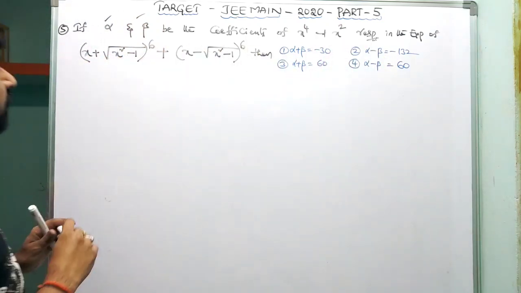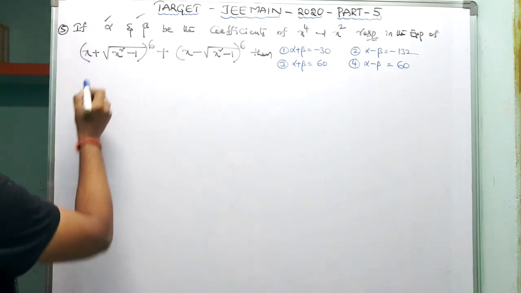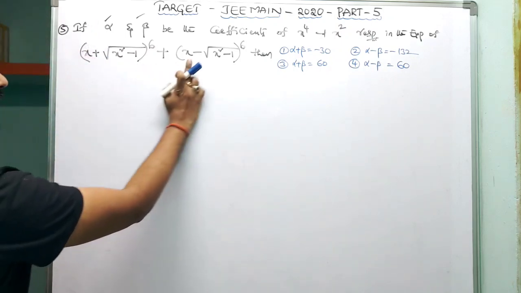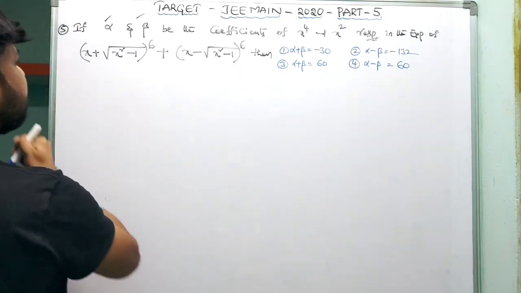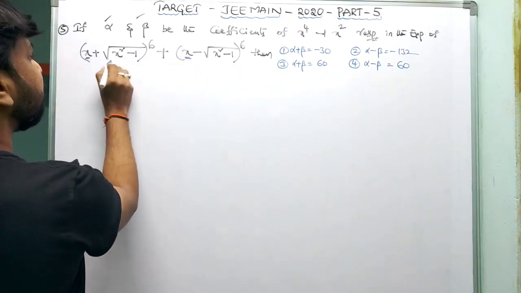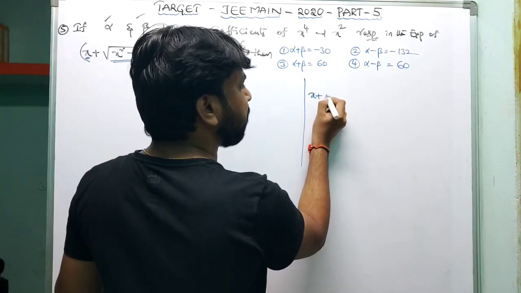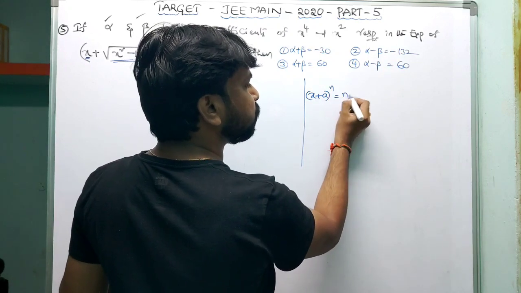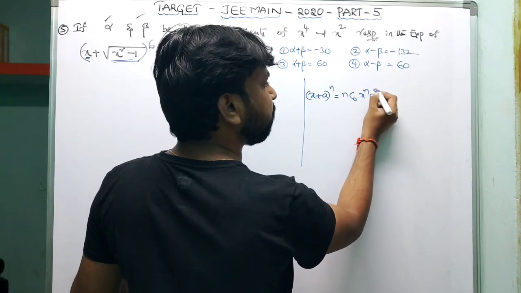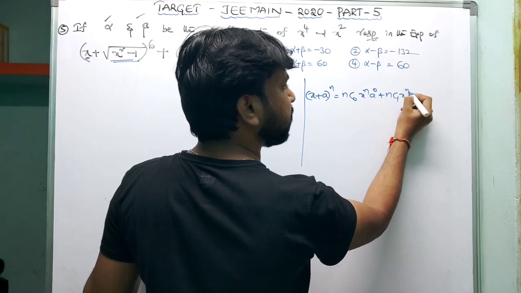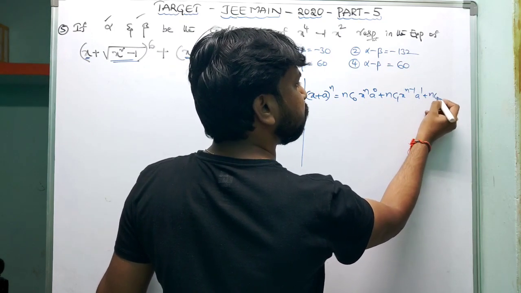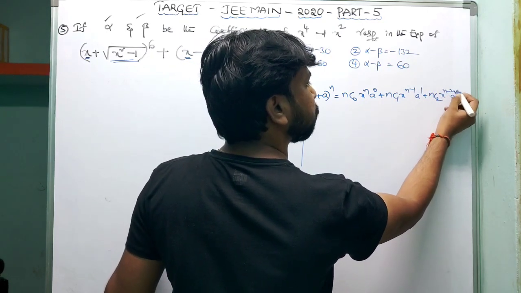So very clearly, friends, if you observe the expansion, x plus root x square minus 1, x minus root x square minus 1, here the x terms and y terms both will be the same. The expansion of x plus a whole power n is equals to nC0 x power n a power 0 plus nC1 x power n minus 1 a power 1 plus nC2 x power n minus 2 a square plus so on.